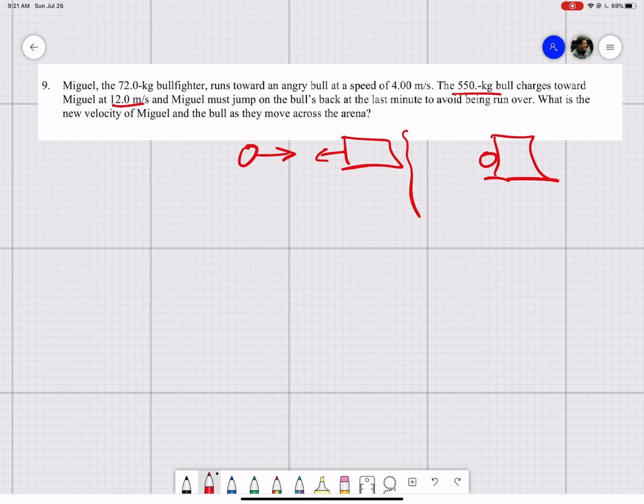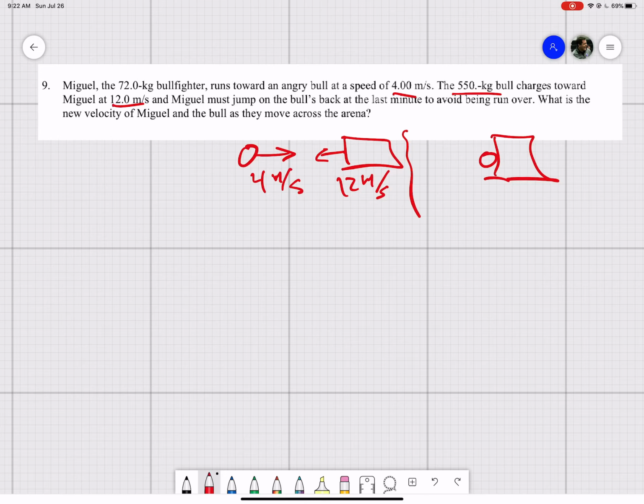Okay, so let's assign some values here. First, let's just draw it out. We have 4 meters per second going this way. We have 12 meters per second going the other way. Always, always, always be careful with momentum. If you have opposite directions like we have here, one of those directions has to be negative.